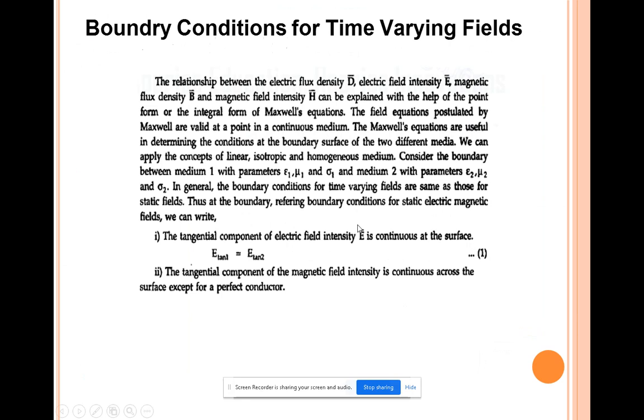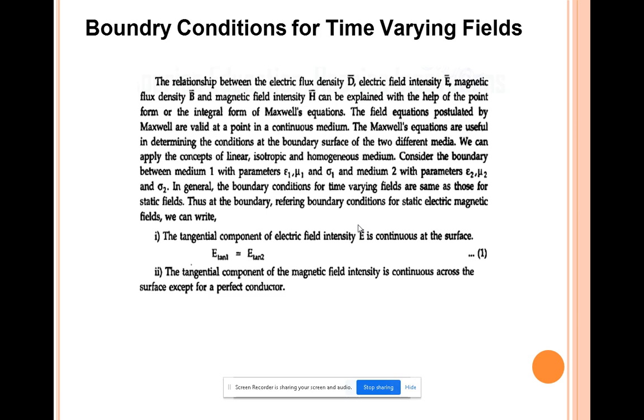So, boundary conditions for time varying field. This is the topic we are going to cover today. So far we had studied the relationship between electric flux density D vector, electric field intensity E vector, magnetic flux density B vector, and magnetic field intensity H vector using Maxwell equations in integral form as well as in differential form.